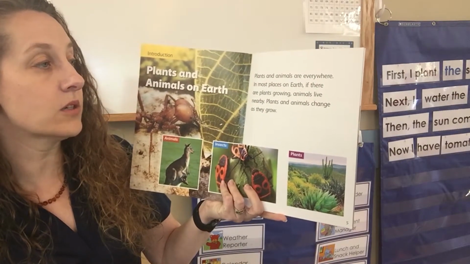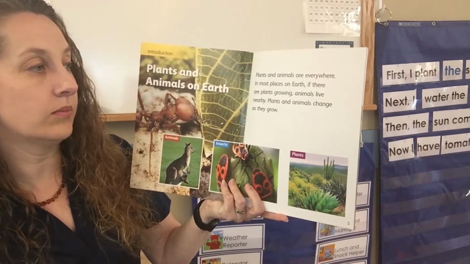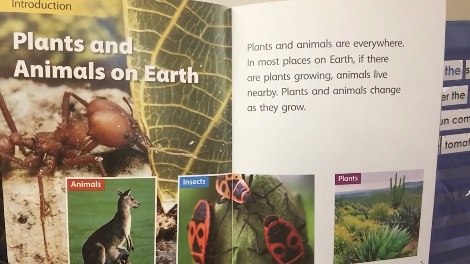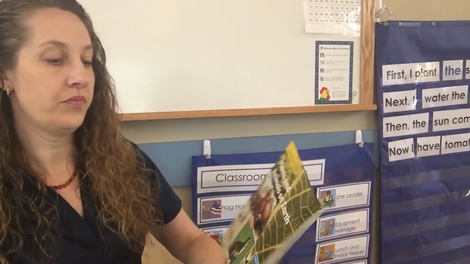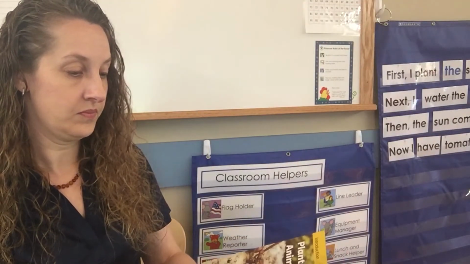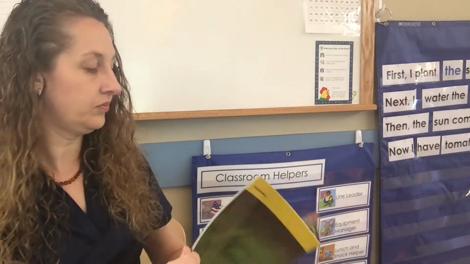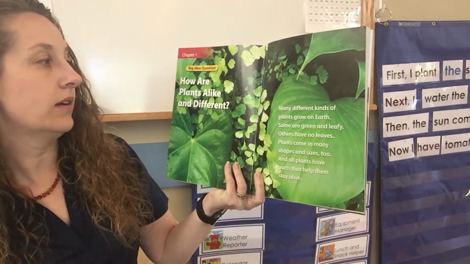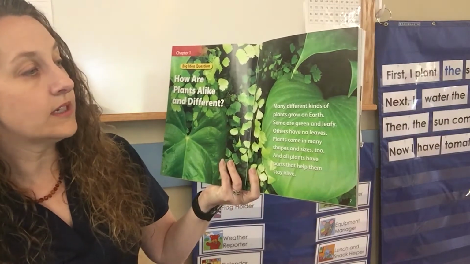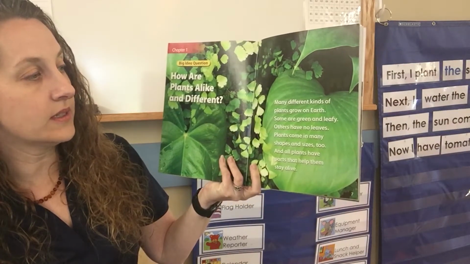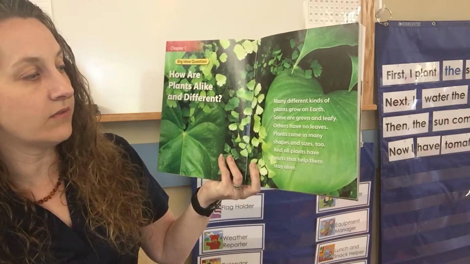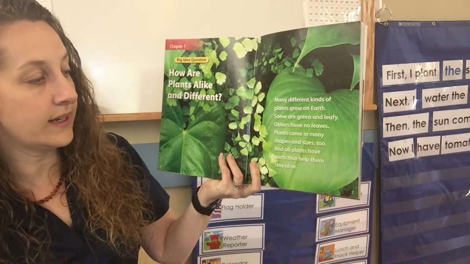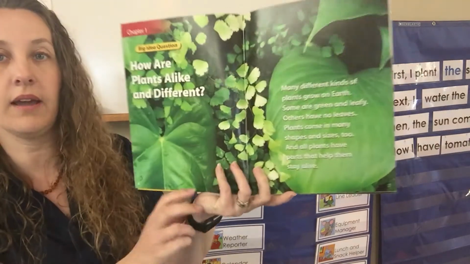If there are plants growing, animals live nearby. Plants and animals change as they grow. How are plants alike and different? Many different kinds of plants grow on Earth. Some are green and leafy, others have no leaves. Plants come in many shapes and sizes too, and all plants have parts that help them stay alive.